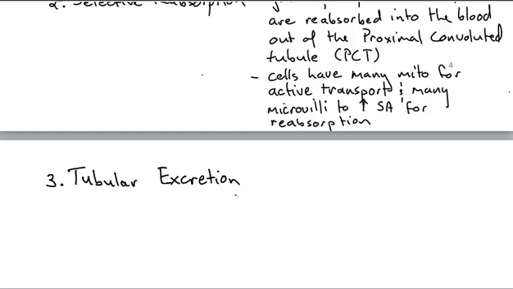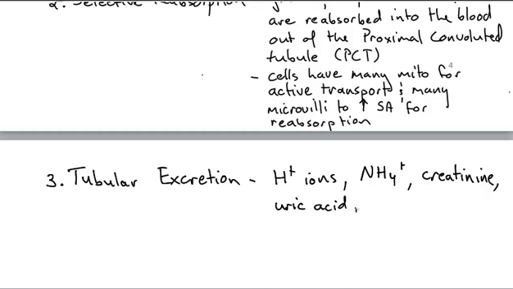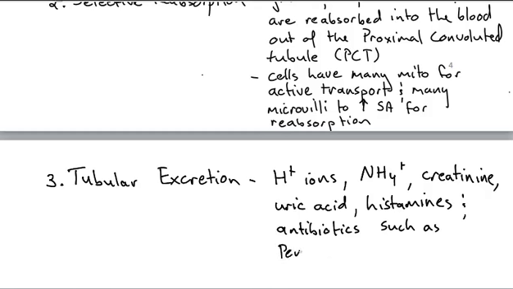And again, different textbooks will have different names for this. So in tubular excretion, you have hydrogen ions, if we have excess hydrogen ions, ammonium, NH4+, if you have any excess of that, if there's any creatinine hanging around, any excess uric acid, perhaps if you're having an allergy attack and you have histamines in your body, or you're taking antibiotics such as penicillin, these will all be caught up in the final sweep of the house, or the blood.